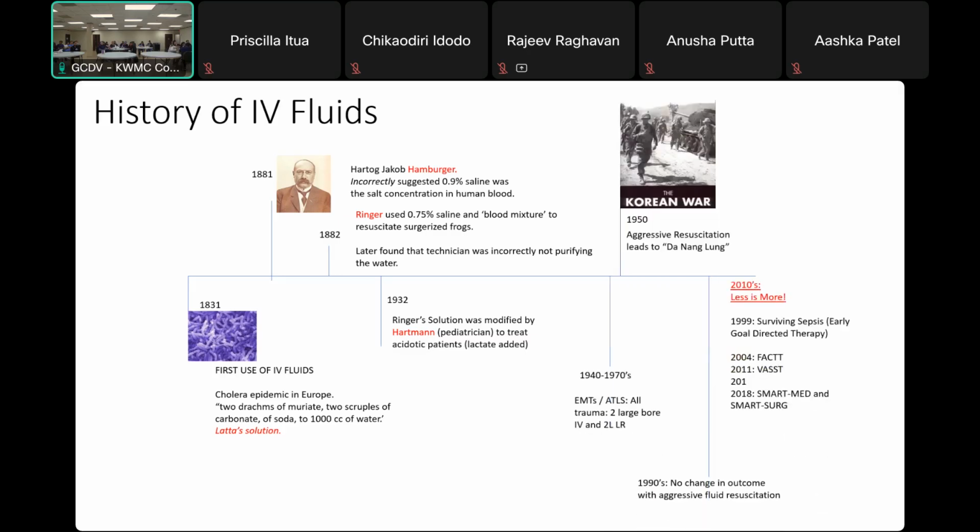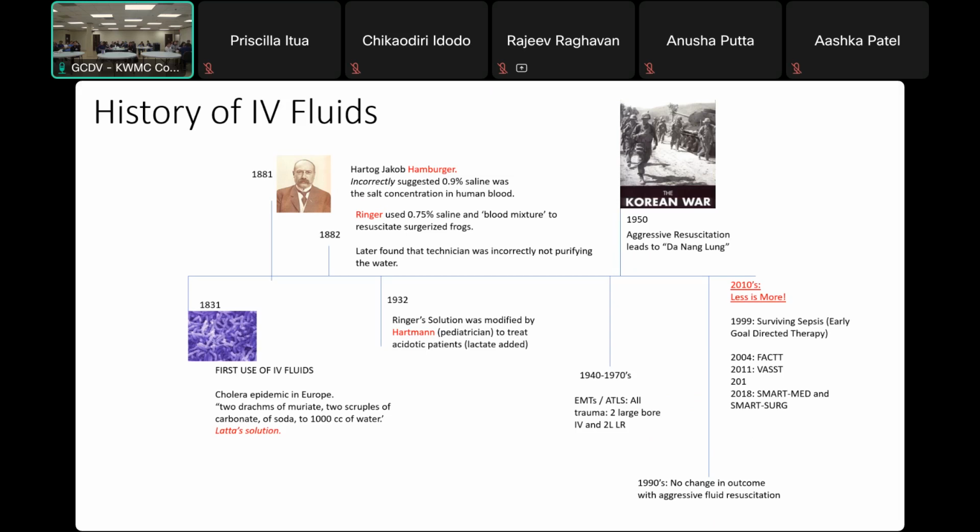Since this time, a lot of data that we have in medicine comes from the wars. In the Korean War, they found that when you give too much fluid to patients, they developed what we now call ARDS, they were volume overloaded, and they had a lot of adverse outcomes. And that's the first time people started to realize fluids are great and very helpful, but if we give too much fluid, it's not a good thing.